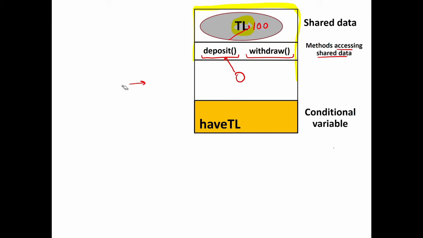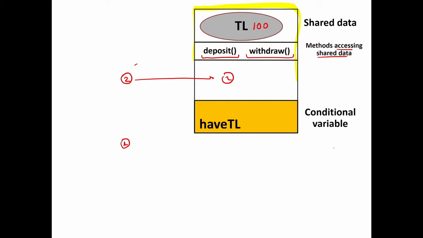When he's in here, before he leaves, imagine that a second thread comes. Let's call this guy 1, and the second one 2. This thread comes and he will be blocked here. When guy 1 is done with his job, he moves out. Now 1 is gone, let's remove him. When he moves away, this guy wakes up and gets in.